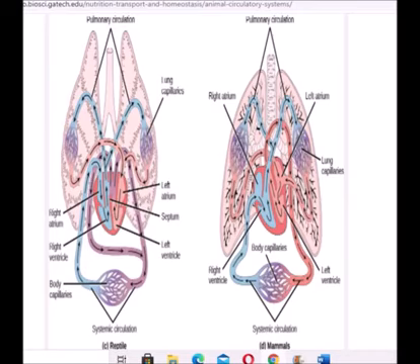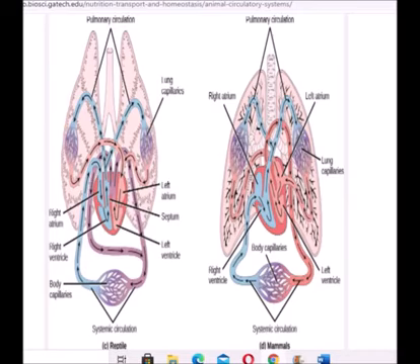In mammals and birds, the heart is divided completely into four chambers, two atria and two ventricles. Oxygenated blood is fully separated from deoxygenated blood, which improves the efficiency of double circulation and is probably required for supporting the warm-blooded lifestyle of mammals and birds.